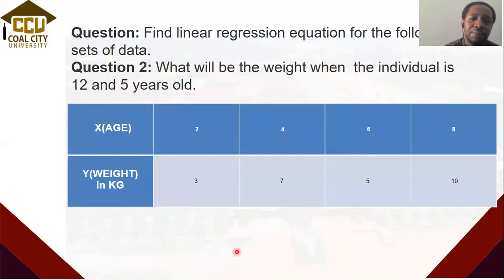Now let's see another example. Let's say you're asked to find the linear regression equation for the following set of data. This has to do with the age and the weight. This is the age of a particular set of children, and this is the corresponding weight. When the child was 2 years old, the weight was 3 kg. When the child was 4 years old, the weight was 7 kg. When it was 6 years old, it was 5 kg. And when it was 8 years old, the child was 10 kg.